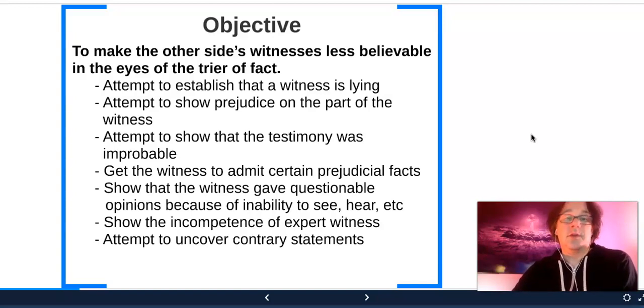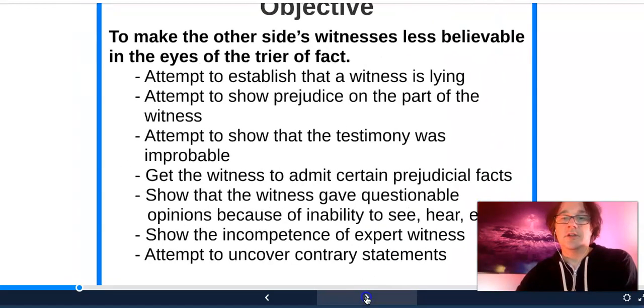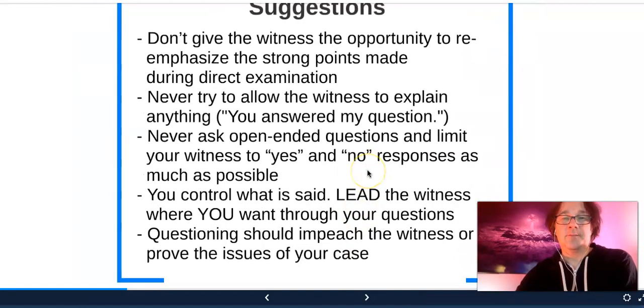And we might also, as another objective, attempt to uncover any contradictory statements. So we kind of want the witness to contradict themselves. That's the easy way to make you seem less credible on the witness stand.